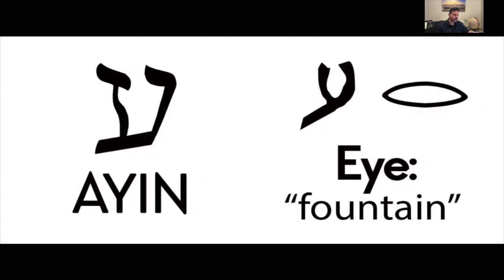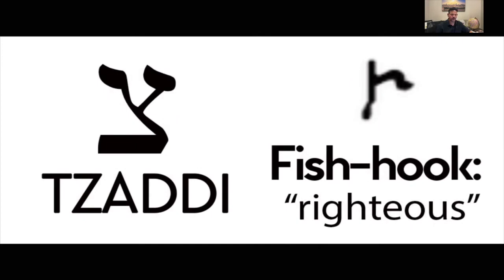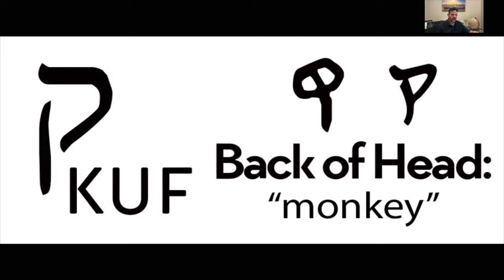And ayin, which refers to a physical eye, or the eye of the earth, which is a fountain of water, giving off water just like an eye gives water when it cries. Or a mouth, which speaks of an opening, letter pe. Tzadi, a fish hook, often called the righteous, because of the word tzadik, which means righteous. So tzadi and tzadik are spelled almost exactly the same, except for the letter kuf, which is going to give us the last sound of tzadik. And then kuf by itself is the back of the head, sometimes even defined as a monkey.